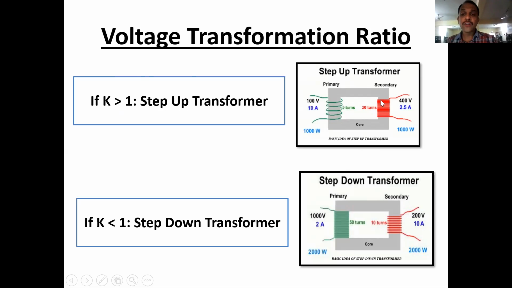You can also observe from these two examples that when the voltage increases, the current decreases. From 100 volts, it has increased to 400 volts, and the current has reduced from 10 amperes to 2.5 amperes in order to maintain constant power. In a similar way, in a step-down transformer, when the voltage is reduced, you can see the increment in current, so that V1 into I1 is equal to V2 into I2. So this is the derivation and transformation ratio of a transformer.